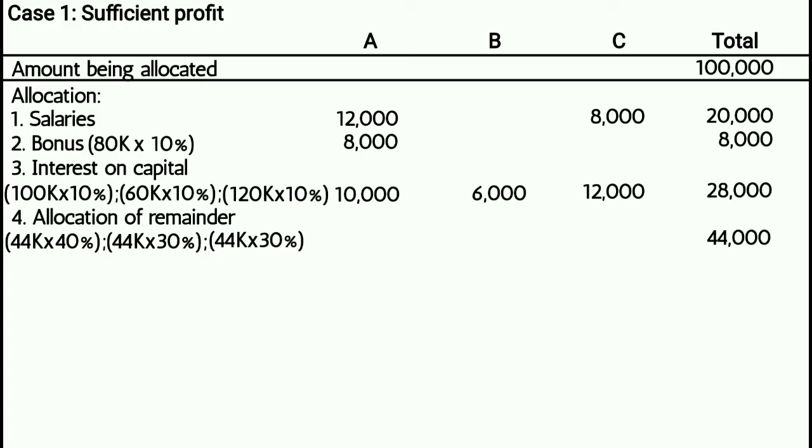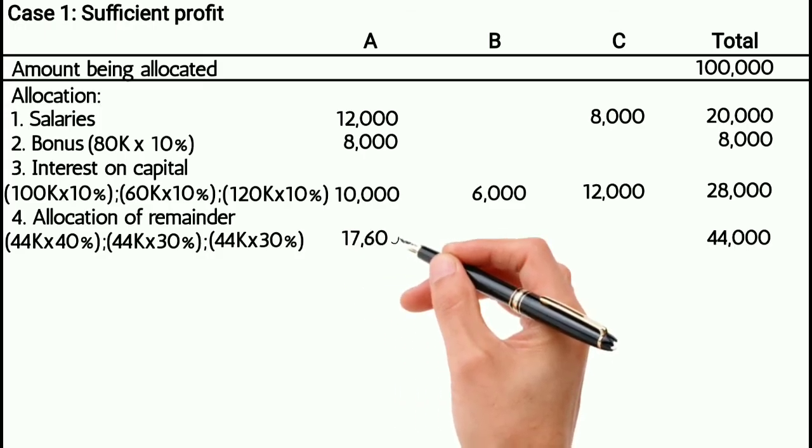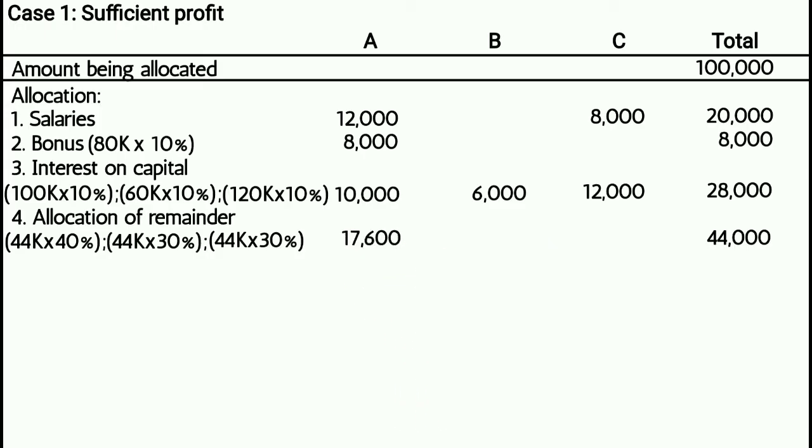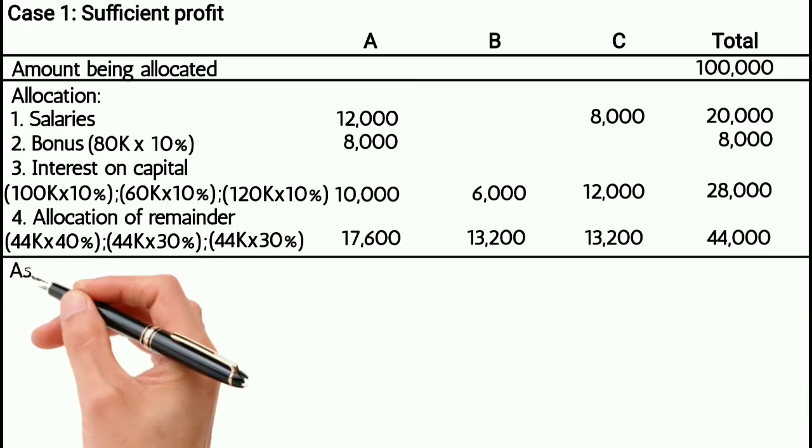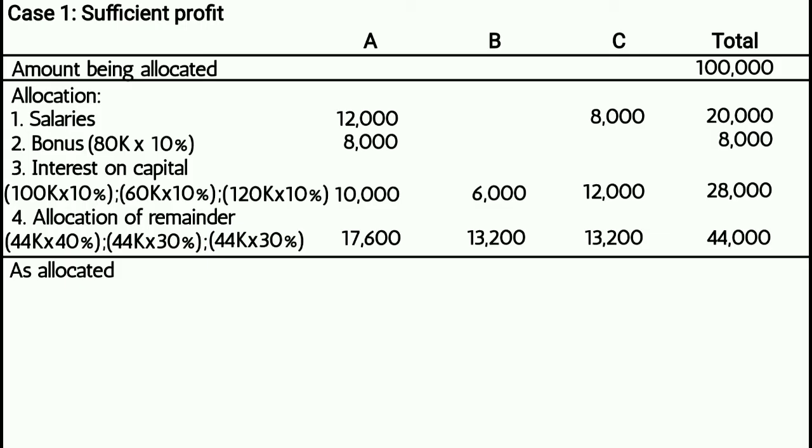44,000 pesos times 40% is equal to 17,600 pesos. 44,000 pesos times 30%, that is equal to 13,200 pesos. And 44,000 pesos times 30%, that is equal to 13,200 pesos. Of course, all in all, 44,000 pesos yan kasi yan yung inallocate natin na remainder. Now, pwede na nating makompute yung respective shares ng mga partners.